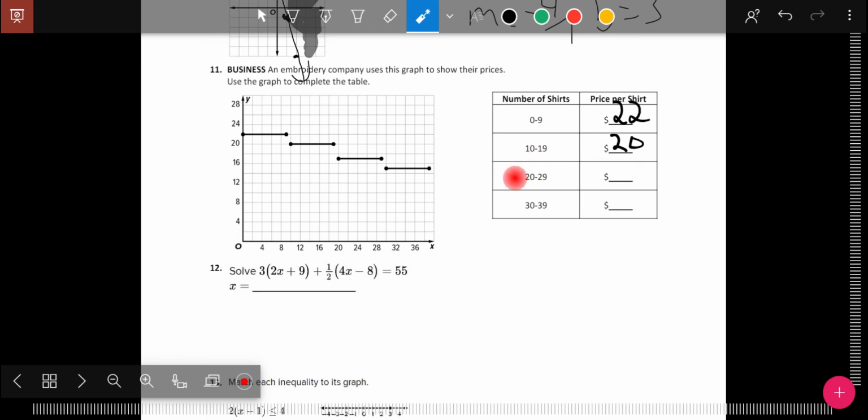From 20 to 29 shirts, it was, oh man, that's just above 16, just below 18, we'll call it $17 a shirt. And then right here, from 30 to 39, that's just above 14, below 16. So we'll call it $15 a shirt.